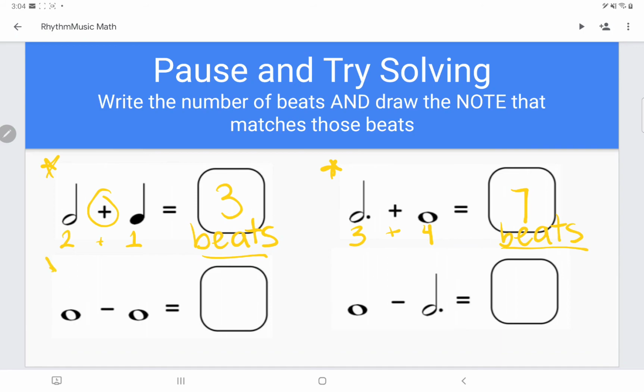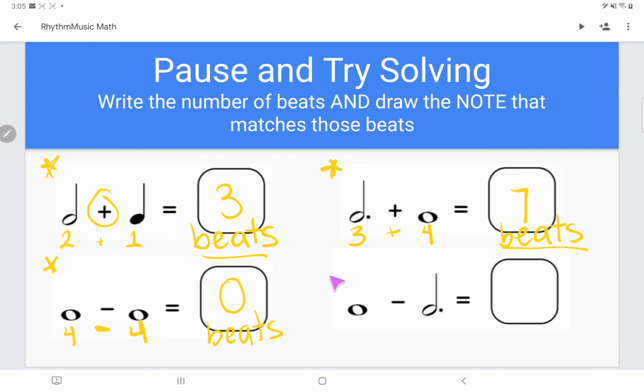Now my next equation is a subtraction equation. I'm subtracting one whole note from another whole note. Well, my first whole note is worth 4. I'm going to subtract another whole note that is also worth 4 beats, and that leaves me with 0 beats. I'm left with nothing. They kind of canceled each other out.